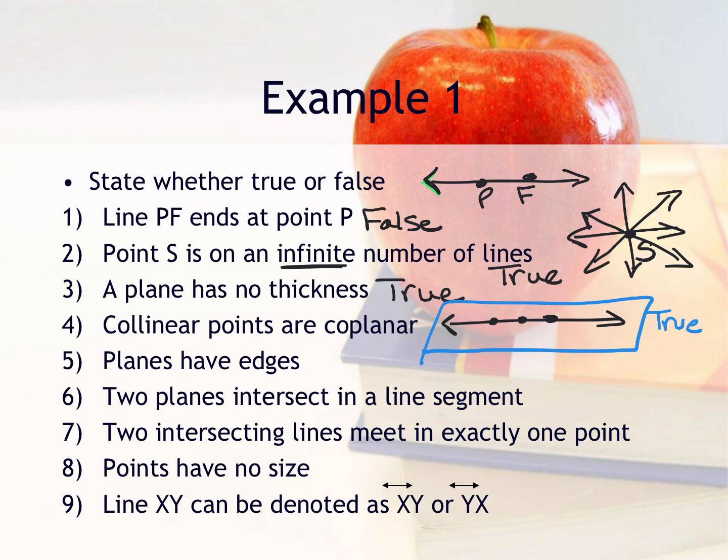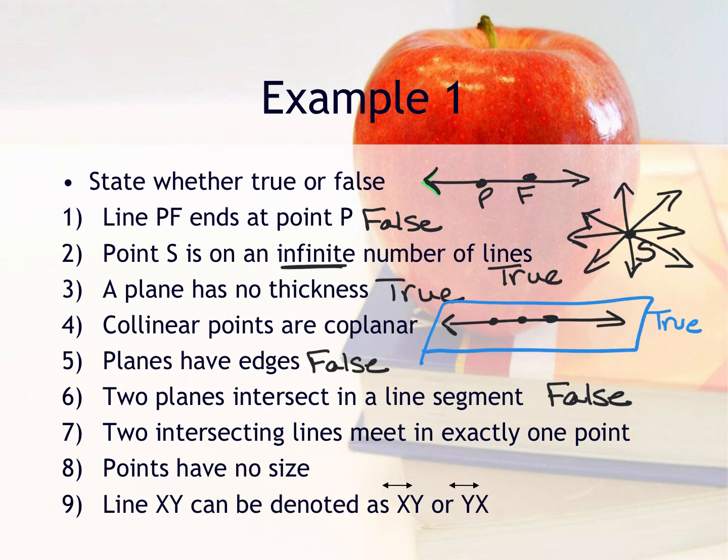Planes have edges? That's false. No edges on planes. Remember, they go forever. Two planes intersect in a line segment. False. They always intersect in a line. Remember, planes go forever, and so do lines. So if the question were two planes intersect in a line, then it would be true. But because they have the words line segment, that makes it false.